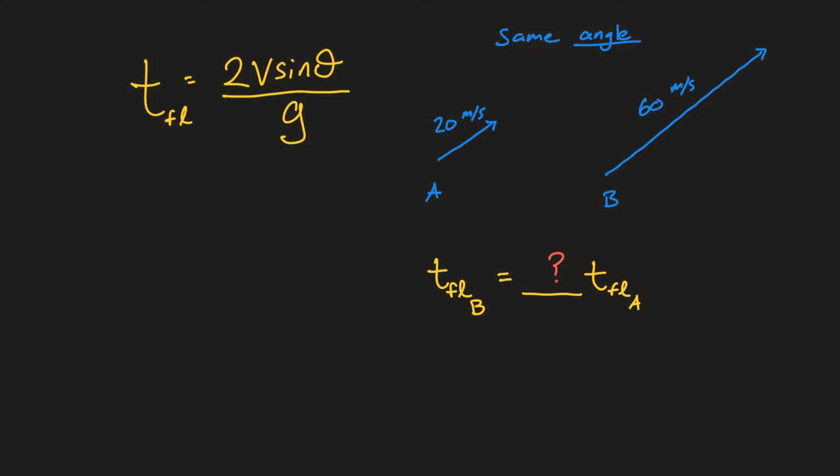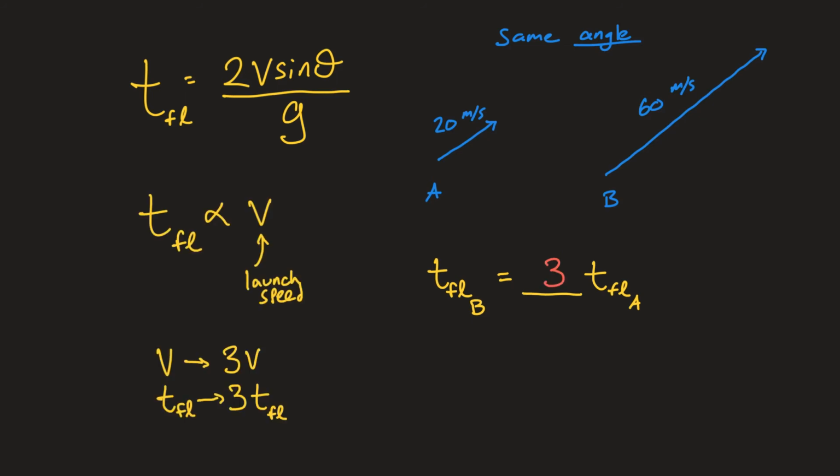And my question for you is to compare the flight time of B to the flight time of A. So by what factor is B's flight time greater than, less than, or equal to the flight time of A? All right, so go ahead and figure out what goes right here. There's some factor, and you have all the information that you need from this specific equation and the relationship you can extract from it. Pause the video and see if you get this.